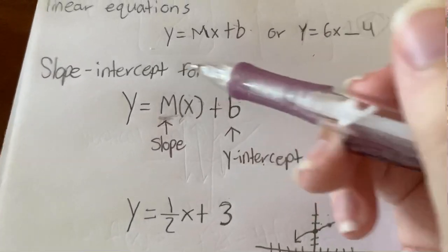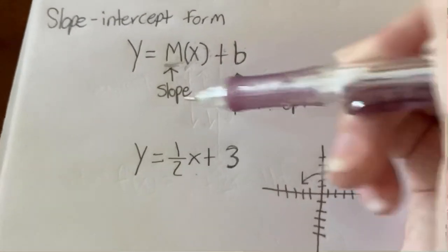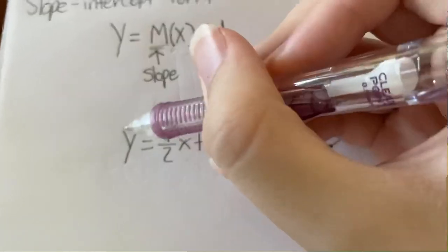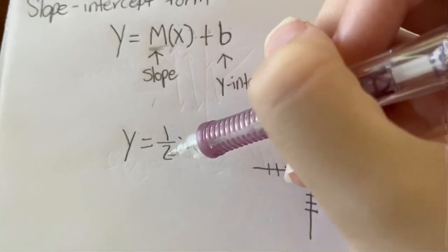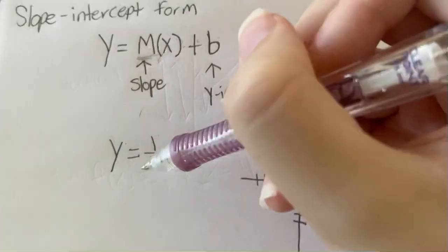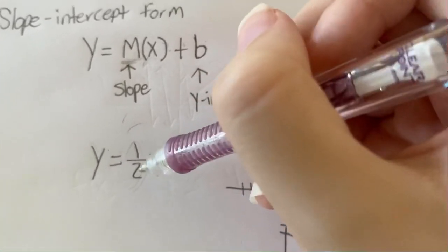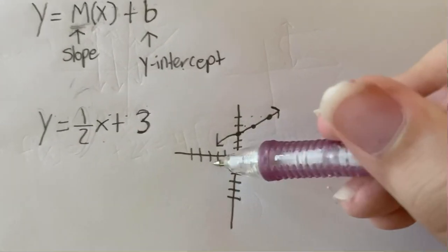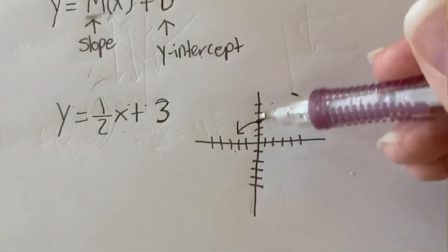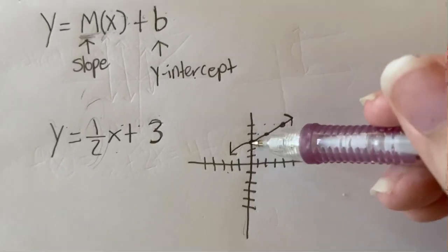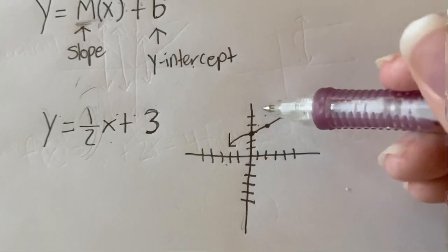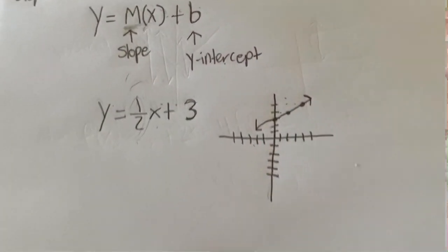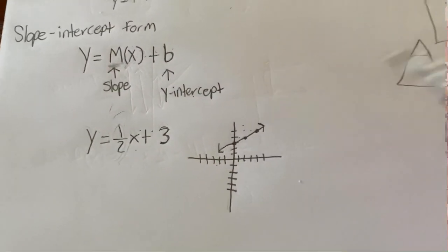Now, here is how you put it into numbers to help it make a little more sense. It would be y equals 1/2 x plus 3. So 1/2 would be your slope and 3 would be your y-intercept. Now on a graph, it would look like this. You would go to 3 on your y, and then 1 across 2, 1 across 2, because it's rise over run. So that's how it would be on a graph.